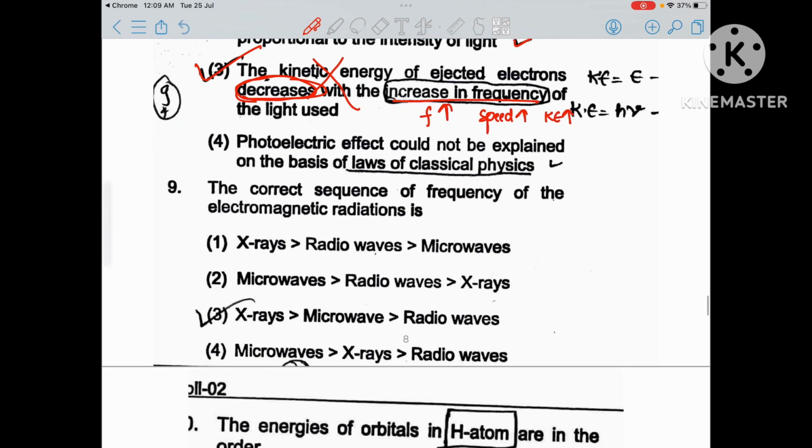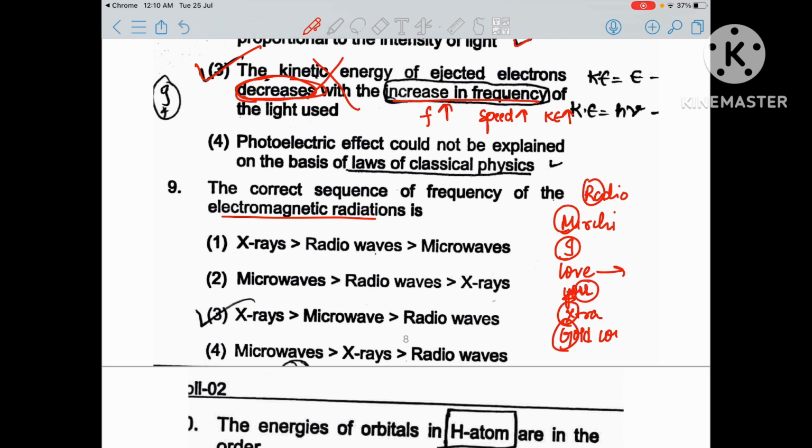The correct frequency order of the electromagnetic radiation, you have to remember. I'll tell a trick here. Radio Mirchi, I love you, extra gold coins. Radio waves, microwaves, infrared, this is the visible, you can say U also here, ultraviolet, X-rays and gamma rays. So when you come downward, the frequency increases, and when you go up, the wavelength increases. So you can learn and you can mark the answer.